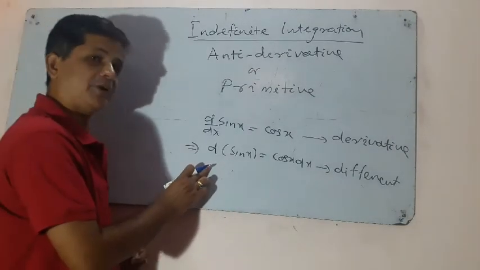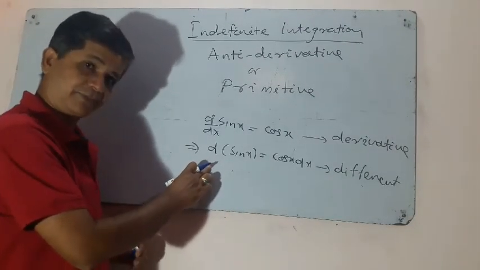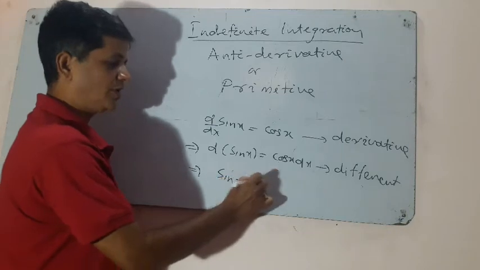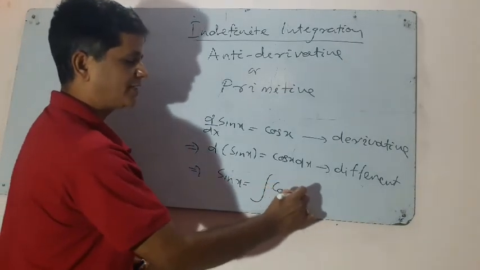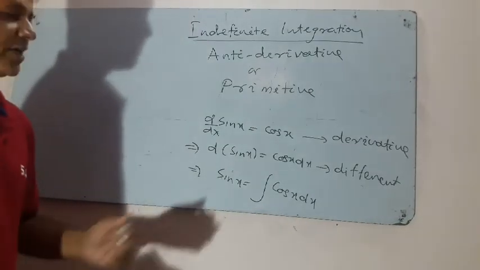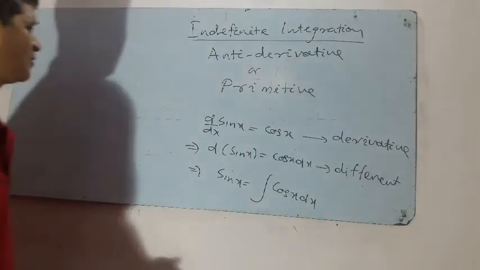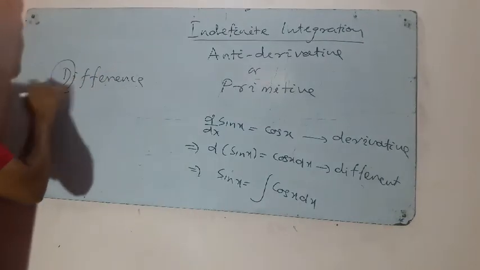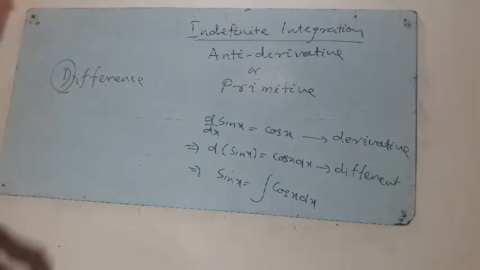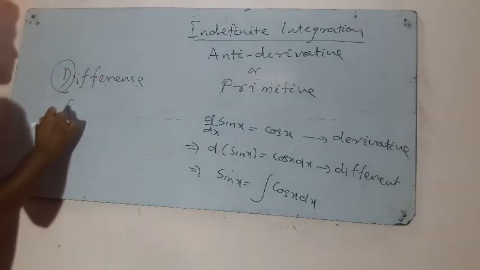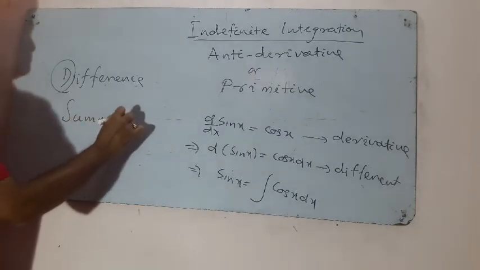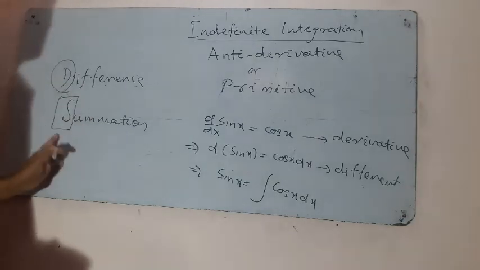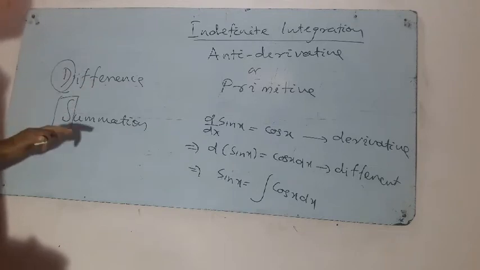Look, d stands for difference. Difference means final value minus the initial value. So sin x is equal to integration of cos x into dx. This is called integration. Why do we use this symbol for integration? From difference we get the word d, and the reverse process of difference is summation. This is s, and this s symbol is used for integration.